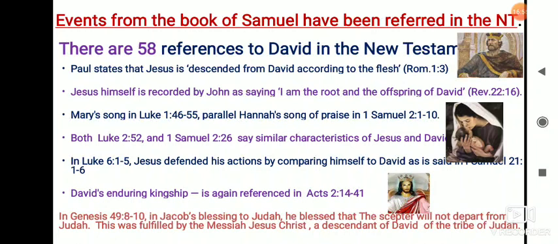In Genesis 49, 8 to 10, in Jacob's blessing to Judah, he blessed that the scepter, a symbol of kings, will not depart from Judah. This was fulfilled by the Messiah, Jesus Christ, a descendant of David of the tribe of Judah.